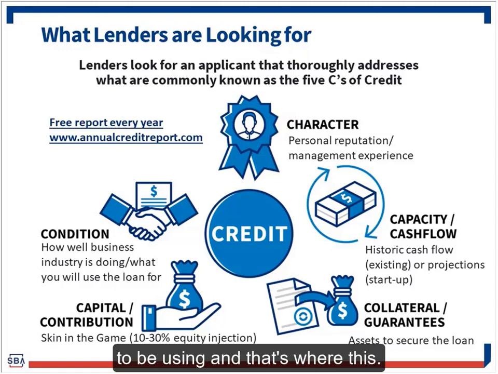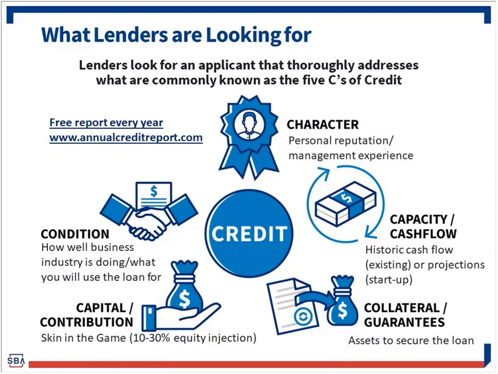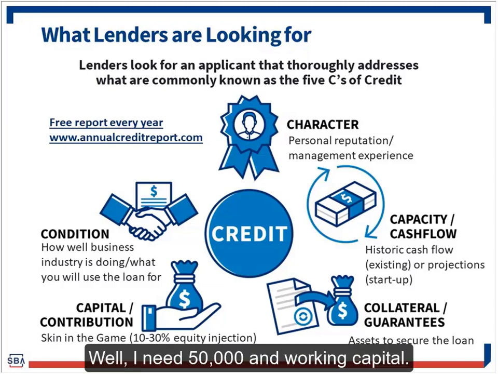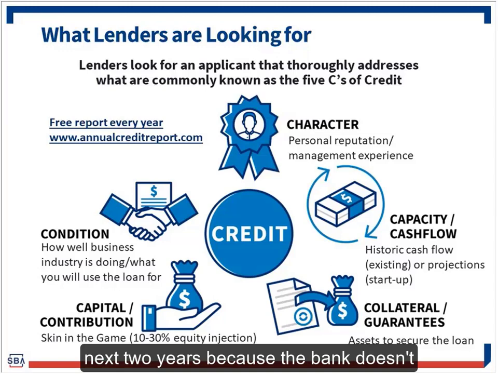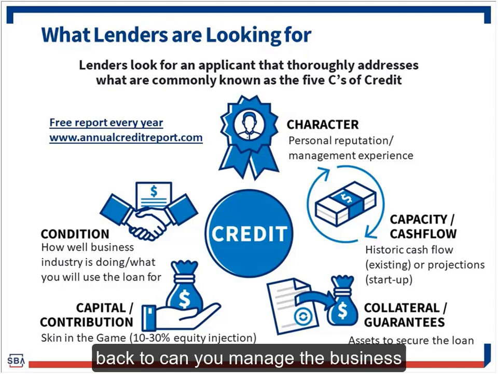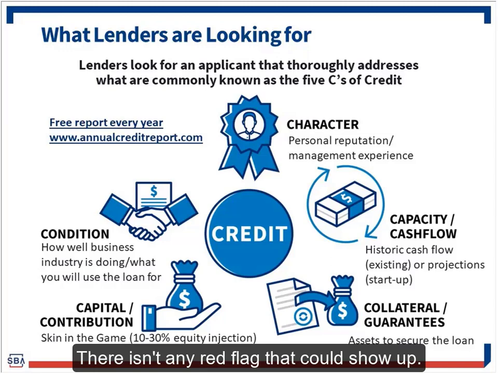They also look at the condition. So how is the industry doing? And then what will you be using the loan for? So know exactly what you're going to be using, and that's where this projection will also be helpful. You can't just say, well, I need $50,000 and working capital. So really be specific. And is that enough? Is it going to get you to cover maybe the next 2 years? Because the bank doesn't think too highly that they'll see you that you may come back in 6 months and it's like, oh, I should have probably asked for 75 instead of 50. So they want to make sure, again, going back to, can you manage the business well?